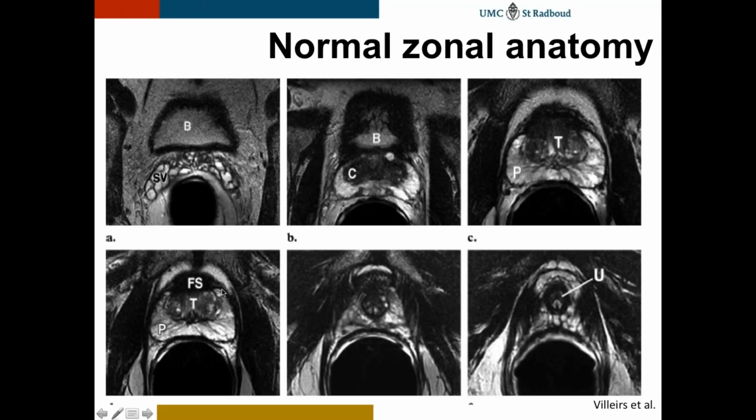The anterior fibromuscular stroma is also very important, which is located anteriorly from the transition zone. This is a very dark signal intensity area, which in general shouldn't enhance after contrast injection. If it does, you have to be careful, because that could be a cancer which is invading into the anterior fibromuscular stroma. And of course you have the urethra over here, which is located at the level of the sphincter, and the ejaculatory ducts, which are located over here, which you can follow to the urethra.